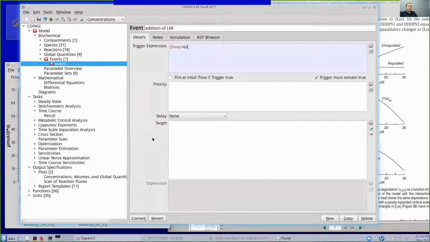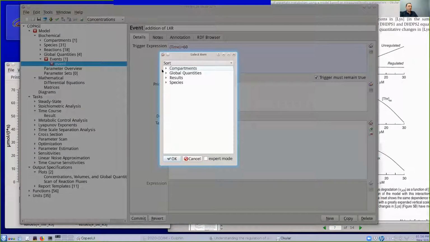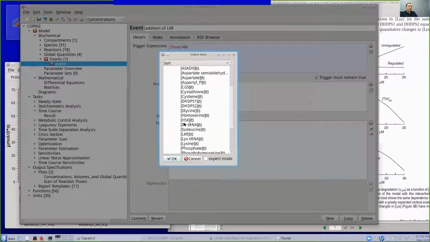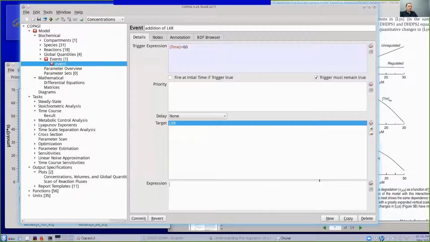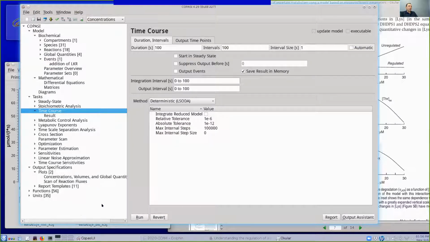And then what do you want to do? That's the target. We want to change the concentration of LKR. So we go here and we change the concentration of the species LKR. And let's say we want to make it 20. So we just write the value 20 there. This means that at time 60, set LKR to 20. So now let's go back and run the time course.